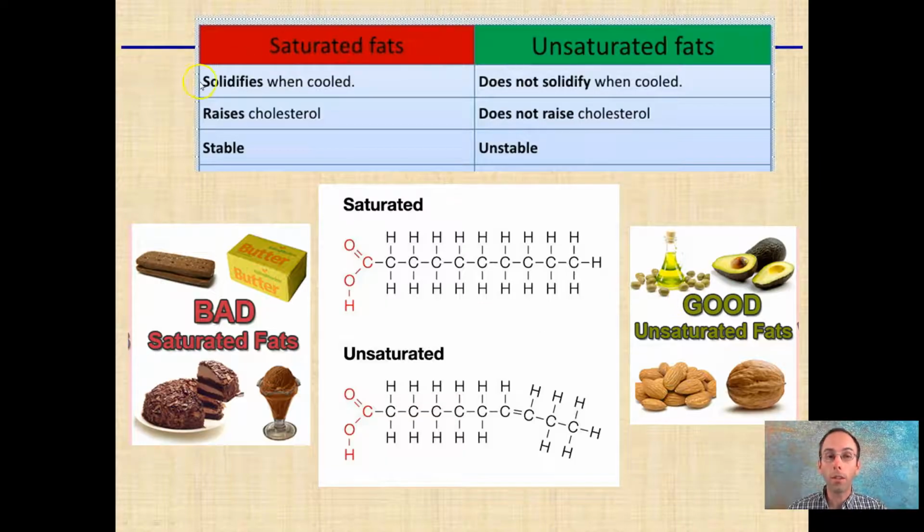Saturated fats are typically solidified when they're cooled. They can raise our cholesterol. They're very stable. Our unsaturated fats are considered to be more of our good fats. They don't raise your cholesterol. They're a little unstable, and they do not solidify when cooled. This is why these typically are oils and considered good fats. The saturated ones are the butters and things we may like, the ice creams, the cakes. Those are saturated with hydrogens, and these typically have negative effects in the body where we're raising our cholesterol.